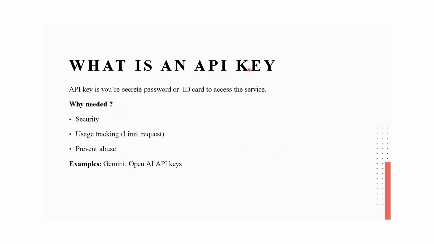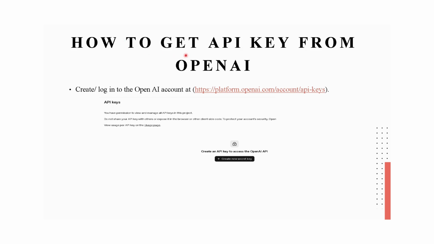What is an API key? An API key is your secret password or ID card to access the service. I created my API keys in ChatGPT and Gemini. The needs of API keys are security, usage tracking, and preventing abuse. Examples are Gemini and OpenAI API keys. Let's see how to create our API keys using Gemini or OpenAI.